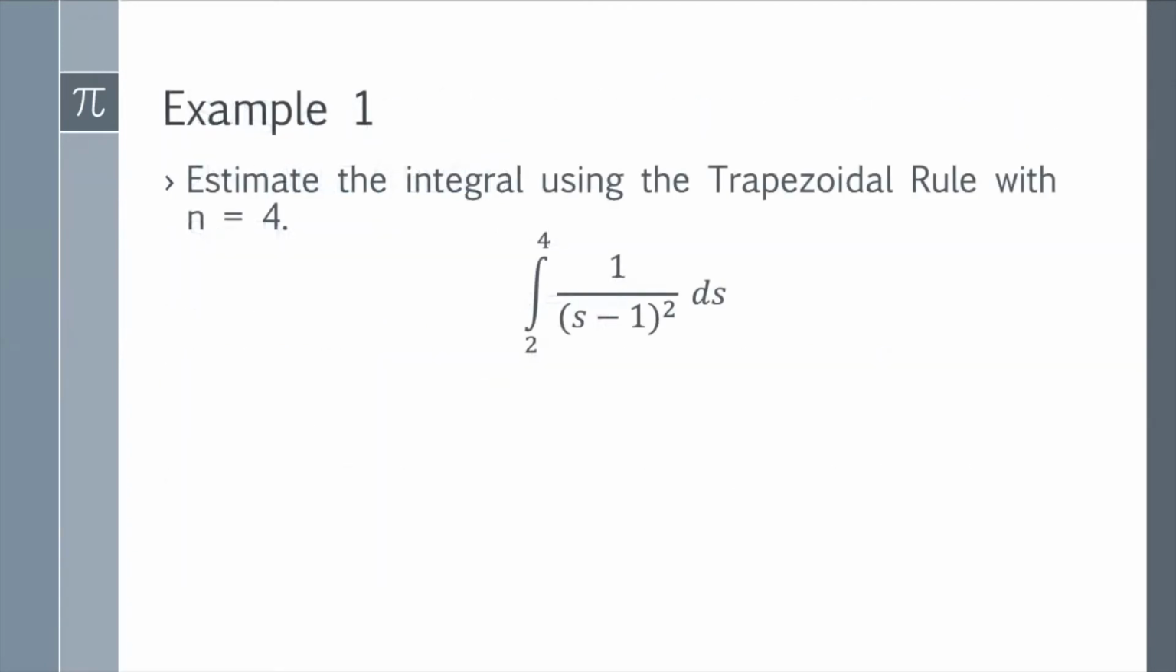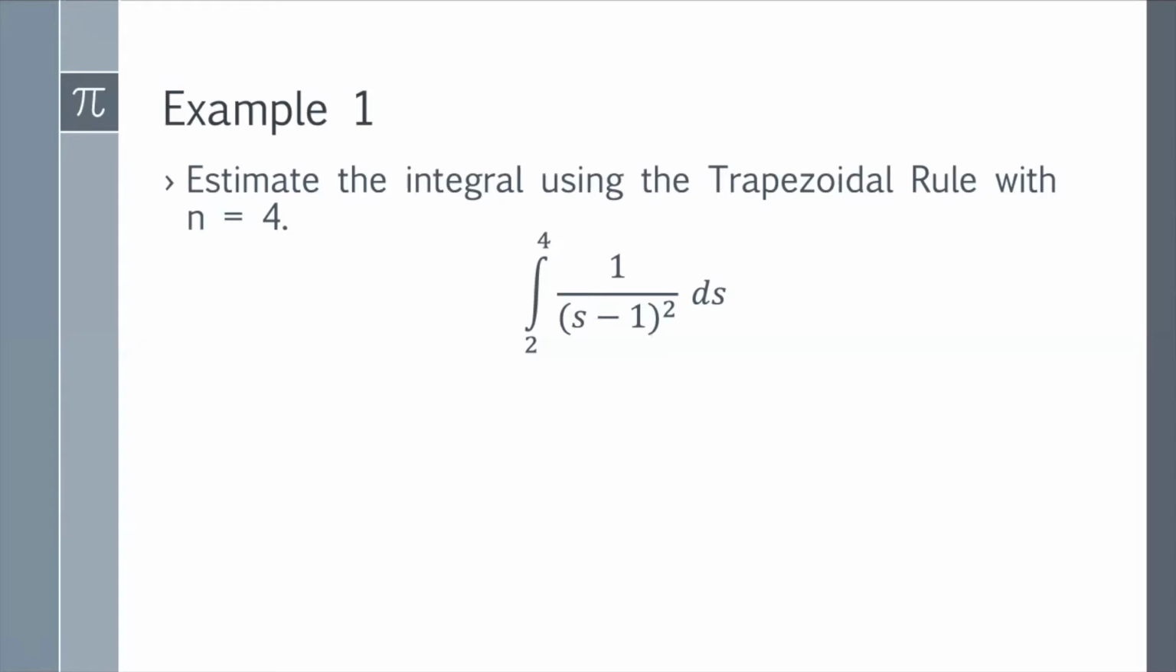All right, so here's the example. We're going to estimate the integral using the trapezoidal rule with n equal to 4. And we're estimating the integral from 2 to 4 of 1 over (s minus 1) squared ds. Okay, so let's talk about our notation a little bit, and then I'm going to go over to the graphing calculator to get the table.